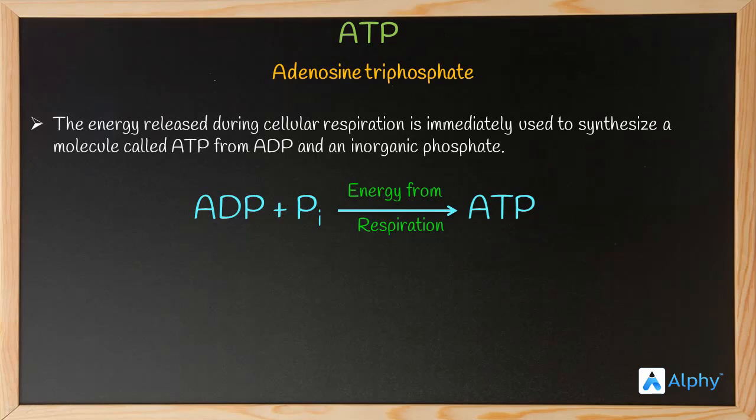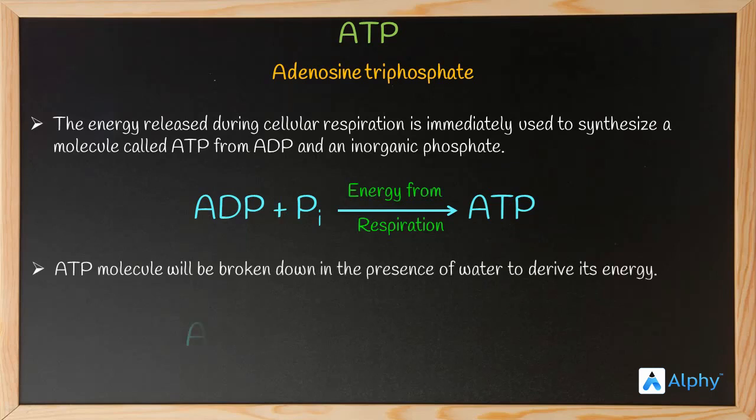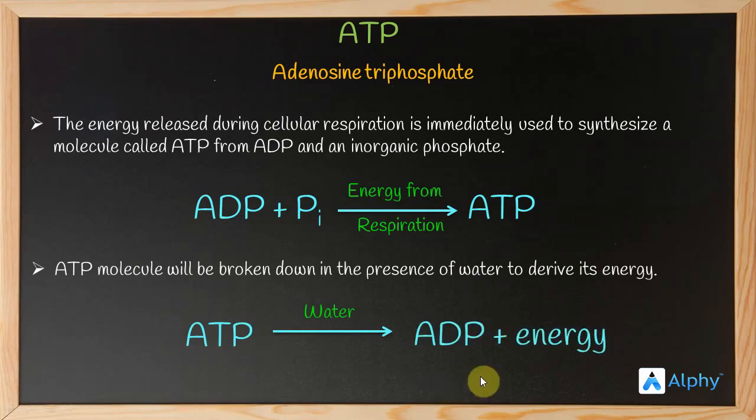Later, when the cell needs energy, this ATP molecule will be broken down in the presence of water to derive its energy. It's a fact that energy equivalent to almost 30.5 kilojoule per mole is released when one ATP molecule is broken down.